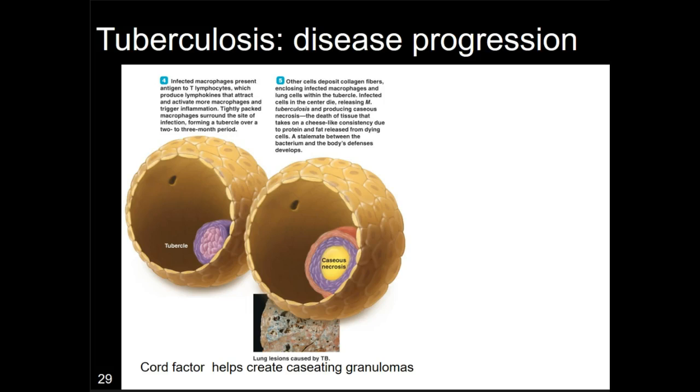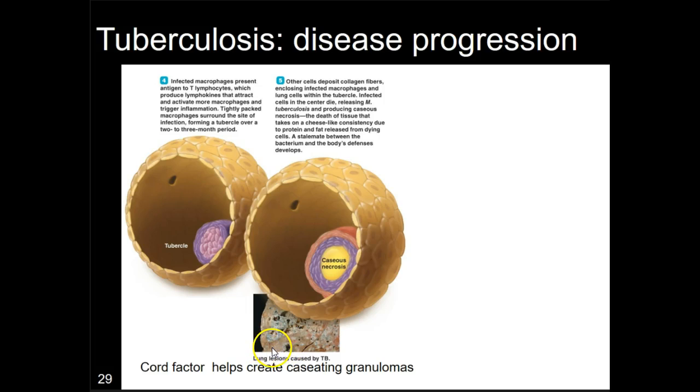Other cells deposit collagen fibers enclosing the infected macrophages and lung within the tubercle, and then the infected cells in the center die, releasing more of the bacteria and producing caseous necrosis. So in this particular case, we have tissue that is dying, and that leads to a cheese-like consistency due to protein and fat that are released from the dying cells. At this point, the body's immune system isn't actually able to detect the bacteria that are in the very center of this caseous necrosis.